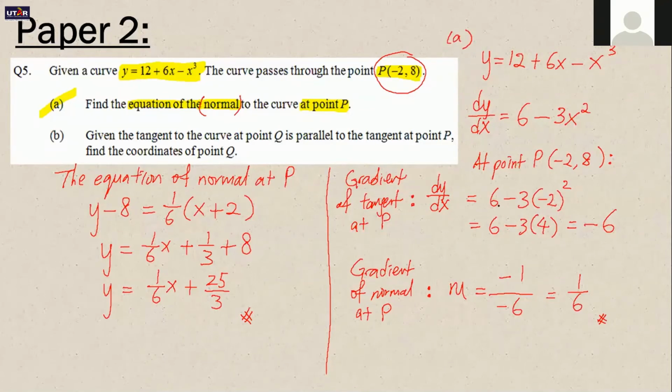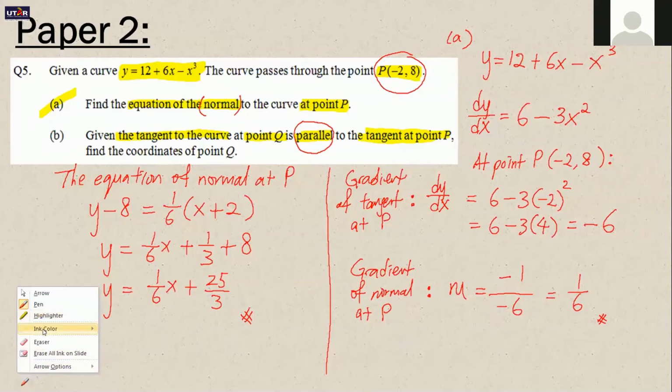Okay. Now what about part B? Given that the tangent of the curve at point Q is parallel with the tangent at point P. So parallel means they have same gradient, right? So it means the gradient at point Q is the same as the gradient at point P, right? So what should we do?